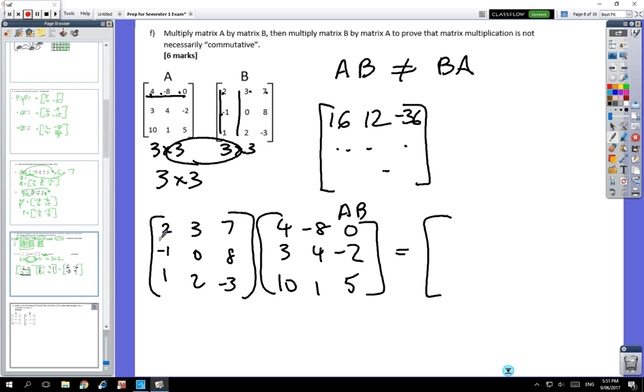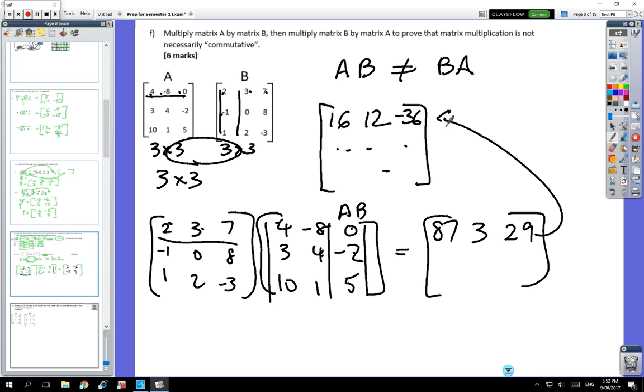Okay, so first row by first column, we've got 2 4s are 8, 8 and 9 is 17. So we've got 8 plus 9 is 17 plus 70. So the first number is 87. Then we go first row by second column. So minus 16 plus 12 is minus 4 plus 7 is plus 3. So I think it's a 3. And I'll do one more number, but I don't have time.